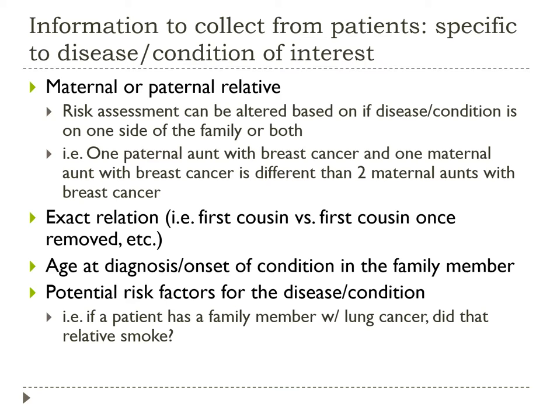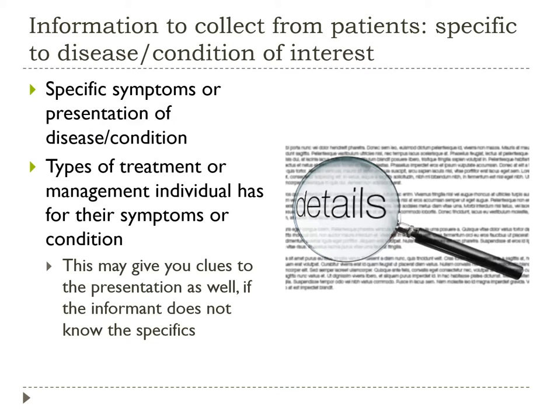Information to collect specific to disease: maternal, paternal, relative. Like if it was a seizure or a heart problem or whatever, is there anybody else in the family with a specific problem? Cancer. Even after you complete your pedigree, you ask that separately, because surprisingly, sometimes people didn't understand what you were asking. Age at diagnosis of some of these disorders, especially when it comes to cancer, and potential risk factors. If a grandfather had lung cancer, was he a smoker? Again, the types of treatment, how old they were, things like that.